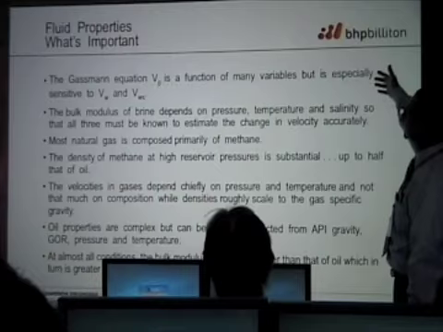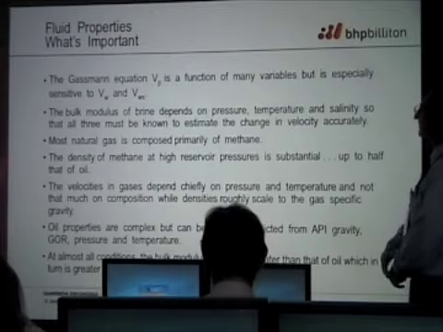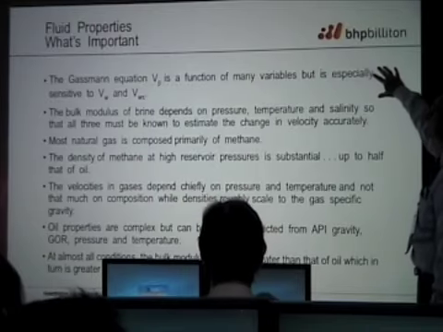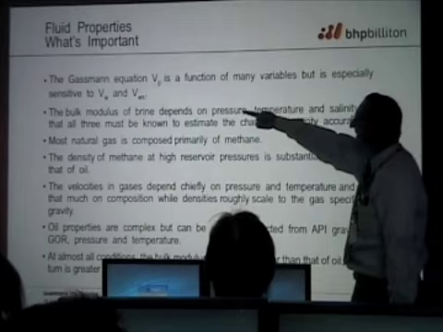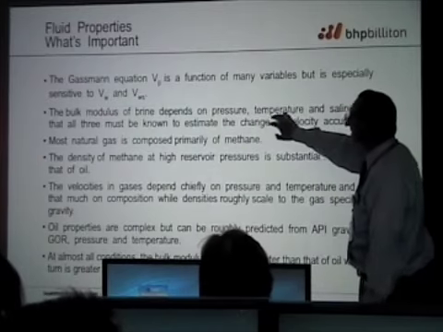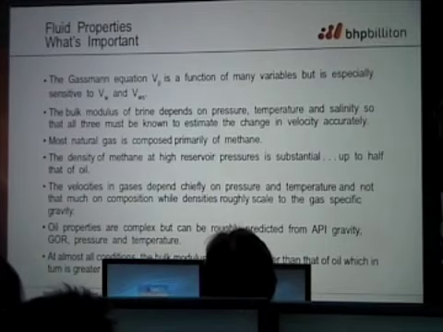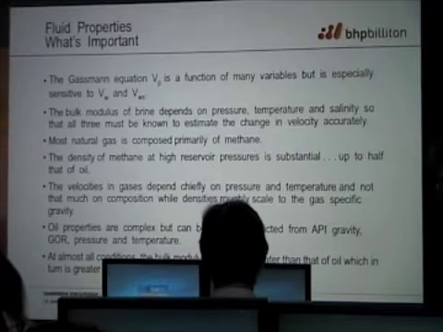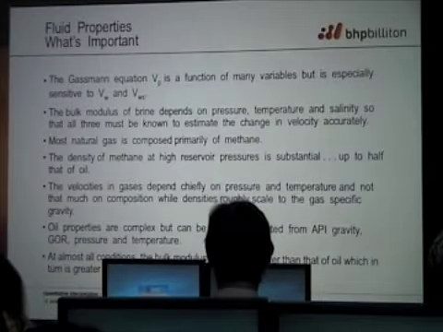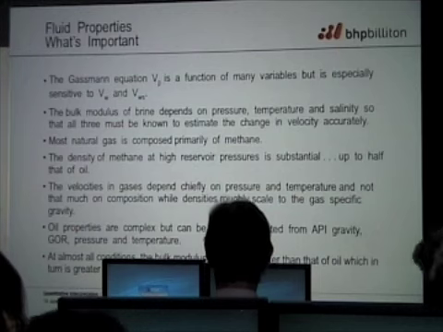Let's just talk about this thing first. Gassmann's equation, we talked about sensitivity as a function of many variables, but it's especially sensitive to V_W and V_W sub F. The bulk modulus of brine depends on pressure, temperature, and salinity. You really need all three to estimate the change in velocity accurately.